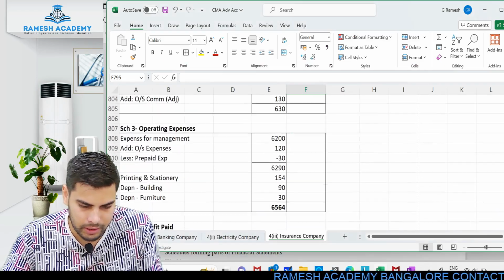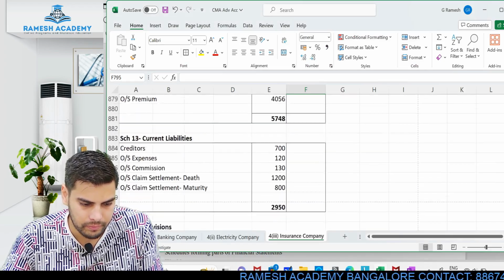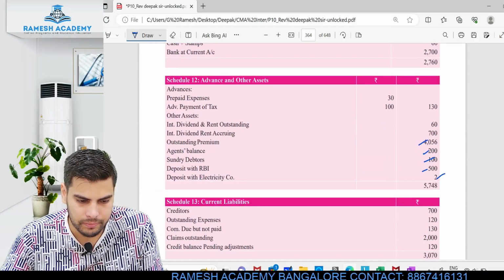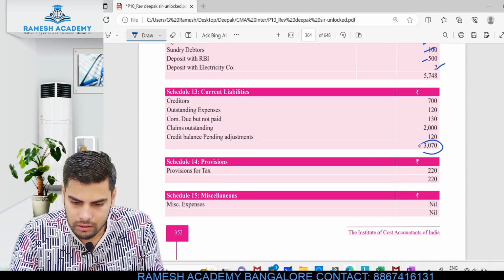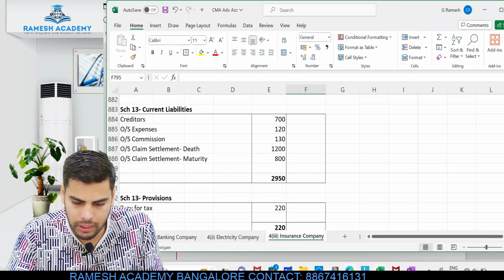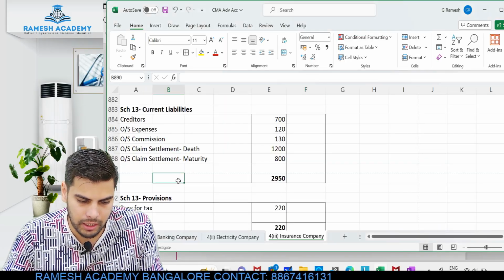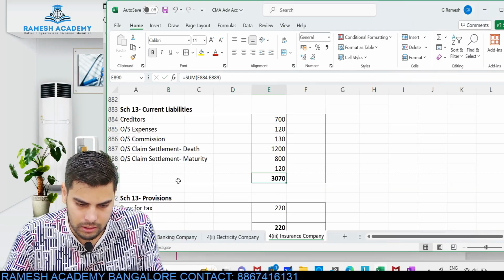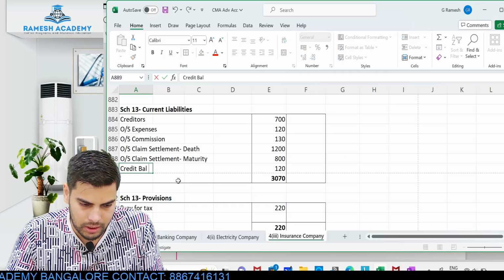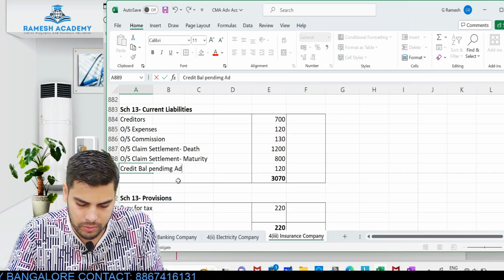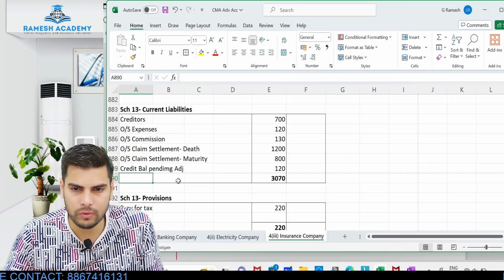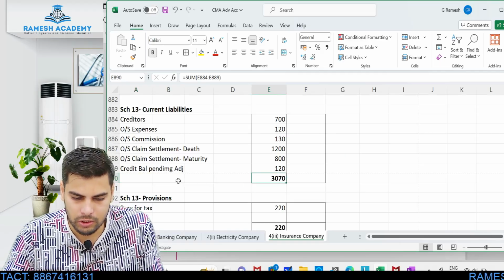Okay, current liabilities, I think we have missed out something. Check out the current liabilities schedule. What is this 120? Oh, this we haven't written. Okay, credit balance pending adjustment, 120 rupees. We have got a credit balance of 120 rupees as outstanding, for which we haven't provided any adjustment. So 3070 would be the total.